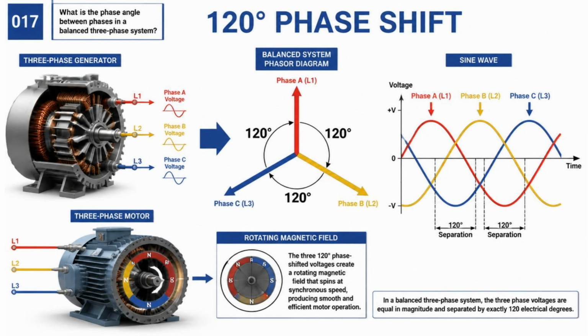Question 17. What is the phase angle between phases in a balanced three-phase system? In a balanced three-phase electrical system, the phase angle between any two phases is 120 degrees. This means that each phase reaches its peak value 120 degrees apart from the others during each AC cycle. The 120-degree phase displacement ensures smooth power delivery, balanced load distribution, and efficient operation of three-phase equipment such as motors, transformers, and power transmission systems.